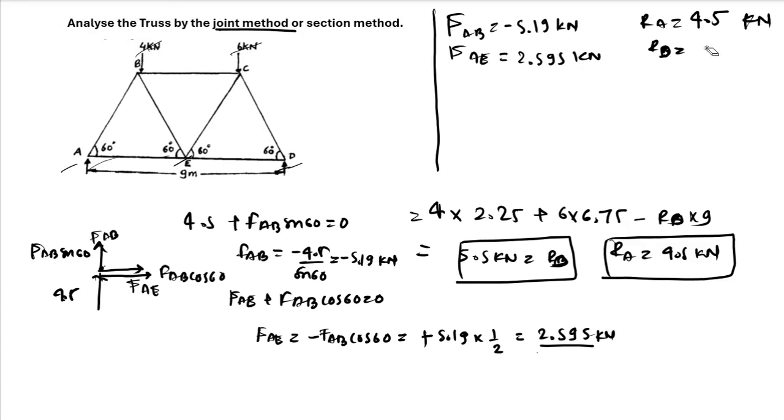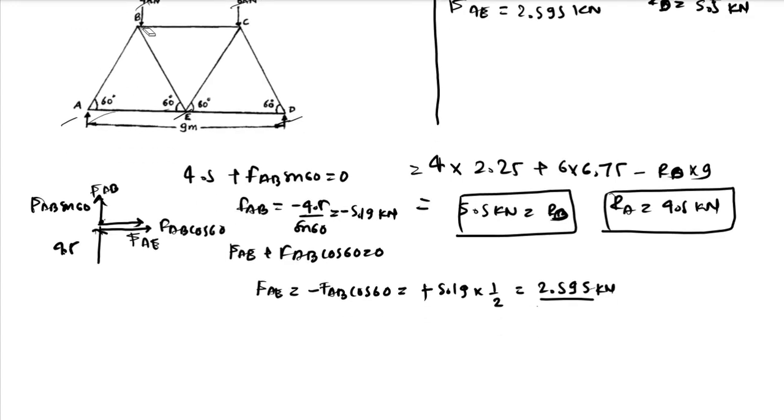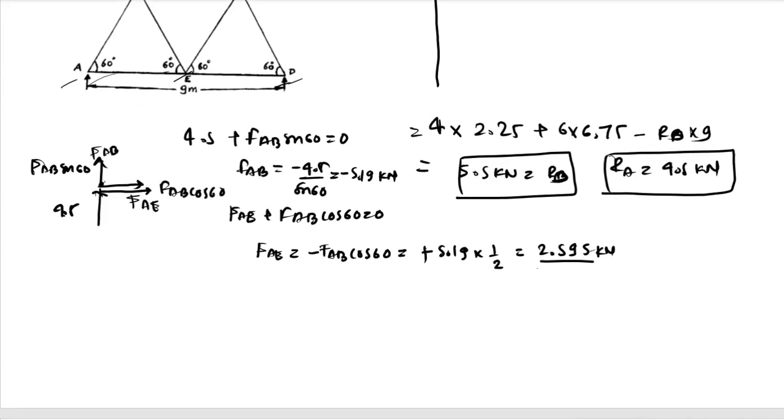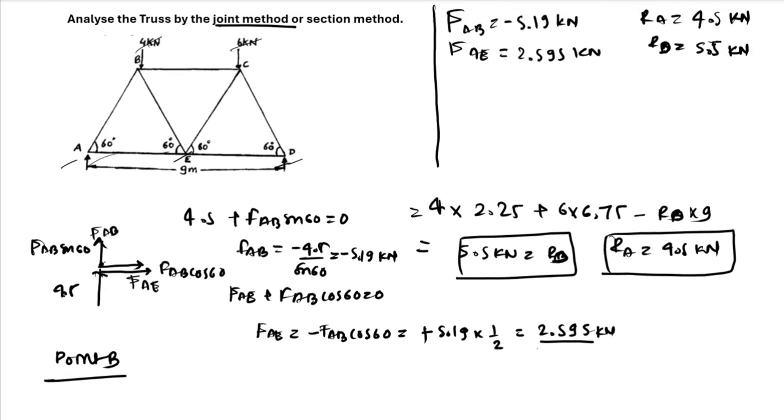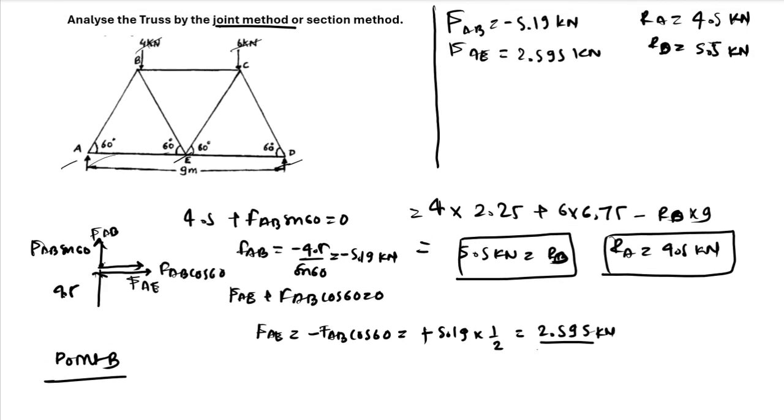Let me just write it. It should be clearer. We have 4.5 kilonewton. We have 5.5 kilonewton. Yeah. And let us now just apply our condition at point B. After we have applied our condition at point A, let us apply our condition at point B. So point B, because we also have a 4 kilonewton force acting at that point.